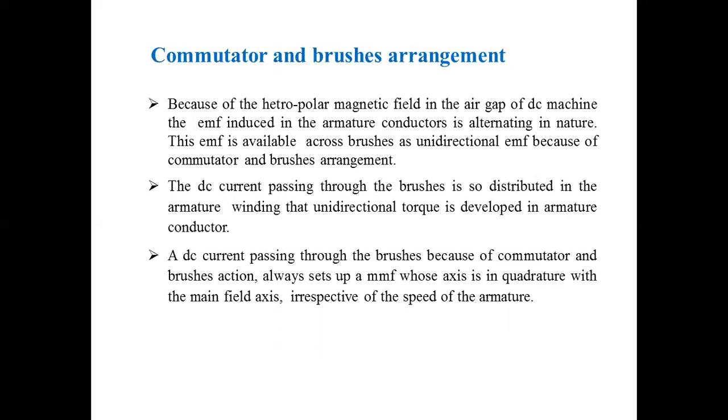Here, due to the heteropolar magnetic field in the air gap of the DC machine, an EMF is induced in the armature conductors. This EMF is caused by the field in the field system, which the armature conductors cut as flux, and the EMF is induced within the armature conductors. This EMF is alternating in nature due to the heteropolar construction, and it is available across the brushes as a unidirectional EMF because of the commutator and brushes arrangement.